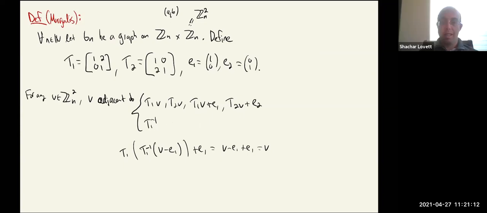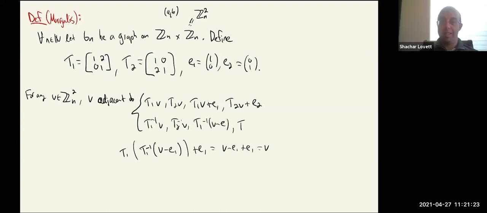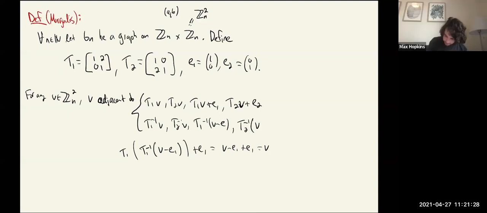Good catch. So this is T1 inverse. No, this one is fine. The first one is fine because there's no E1. These two are fine. The second one is fine. This is T1 inverse of V minus E1. Yeah, there we go. This is T2 inverse of V minus E2.